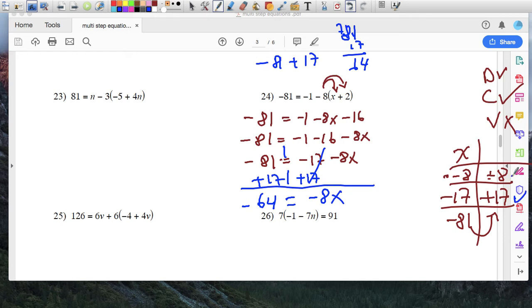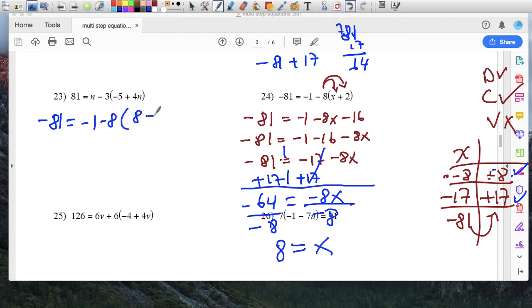Check. Next thing is divide by negative 8 on both sides. Sorry, I should have written it. Negative 8 divided by negative 8 leaves me with just x, and a negative divided by a negative is a positive, and 64 divided by 8 is 8. So x equals 8. Now substitution: negative 81 equals negative 1 minus 8, and in place of the x, I'm going to put 8 plus 2.